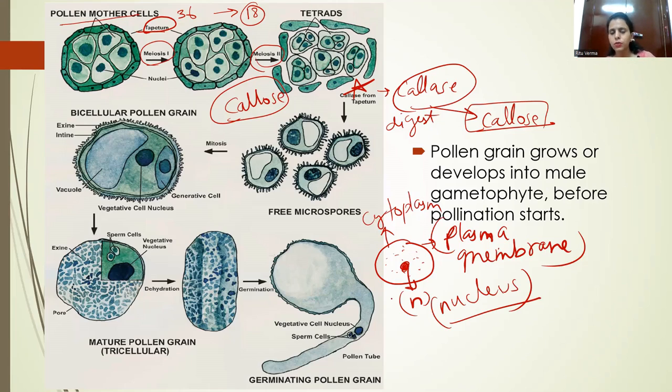This pollen grain has to undergo certain changes, okay? It has to undergo certain development. This pollen grain has to develop into the male gametophyte by undergoing certain changes, okay? So in the next video, we will learn how this pollen grain develops into the male gametophyte.